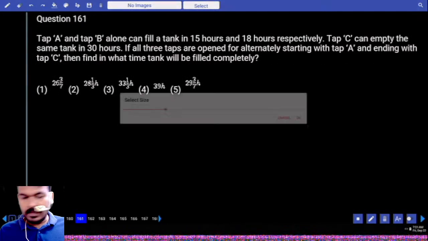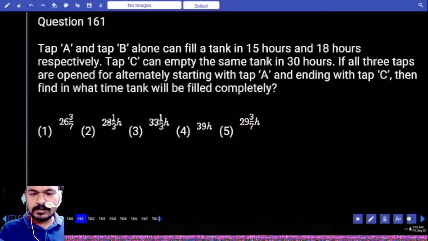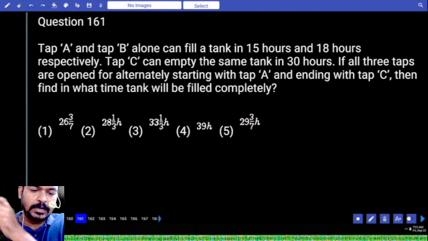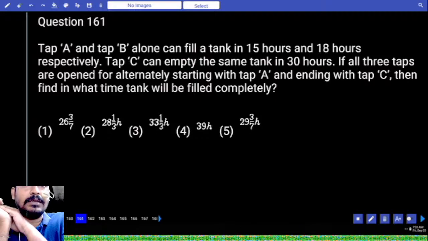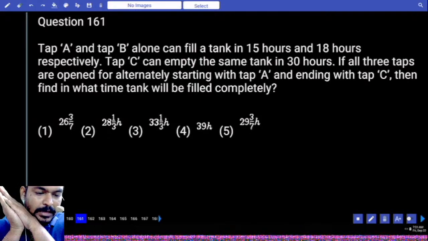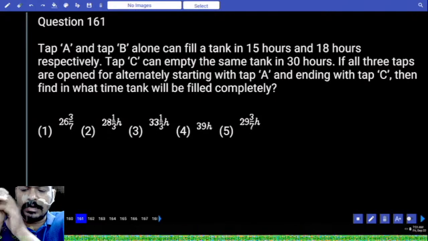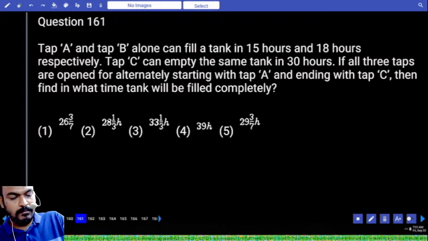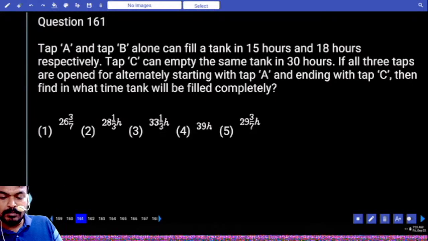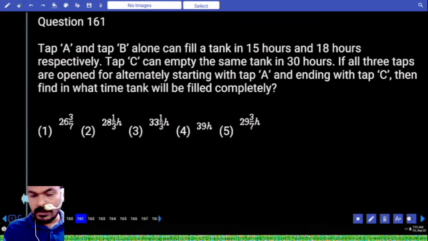Tap A and Tap B alone can fill a tank in 15 hours and 18 hours respectively. Tap C can empty the same tank in 30 hours. If all the three taps are open alternately, starting with Tap A and ending with Tap C, then find in what time the tank will be filled completely.